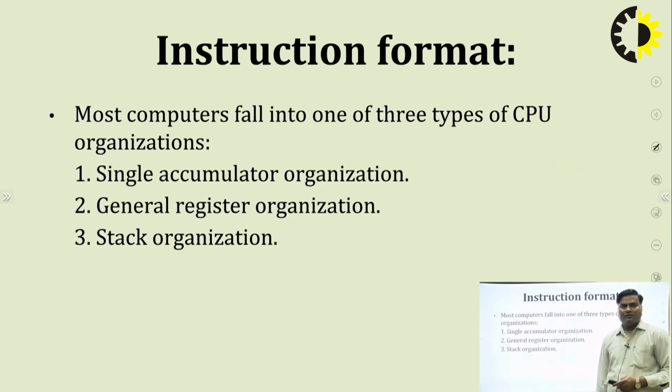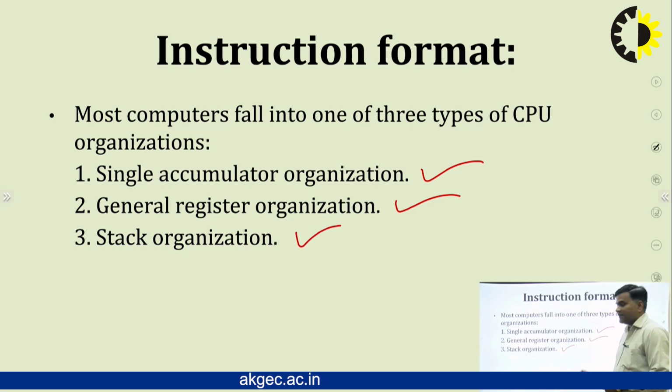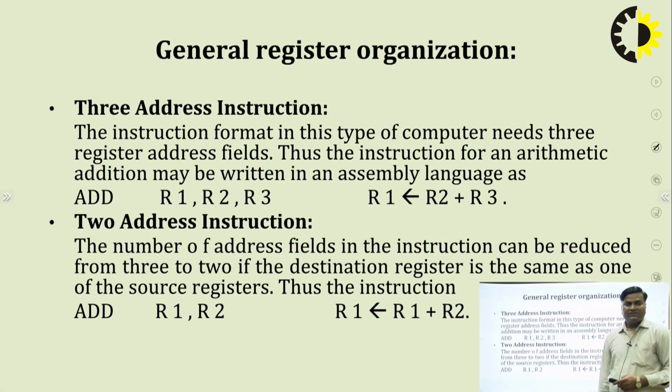The instruction formats basically depend on the CPU organization. Here we have three CPU organizations. First is the single accumulator organization, next is the general register organization, and third is the stack organization. These are the computer types, and the instruction format is dependent on the instruction type. In the general register organization, we have three address instructions and two address instructions.